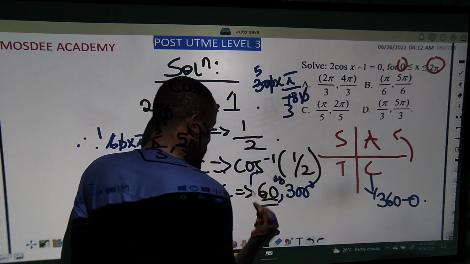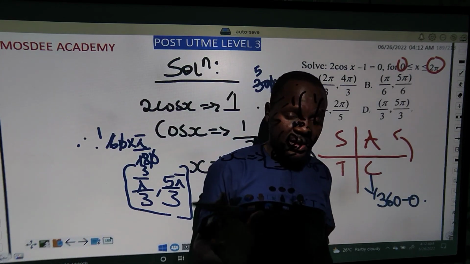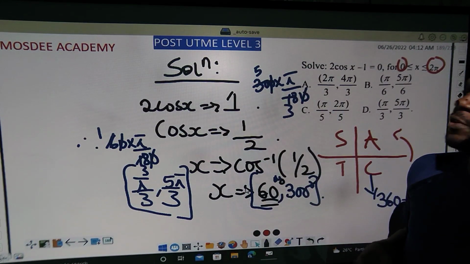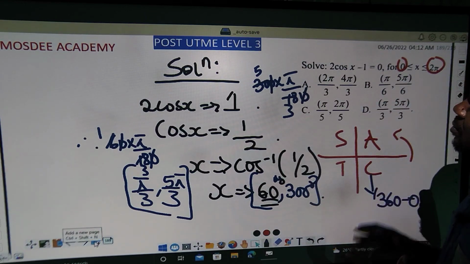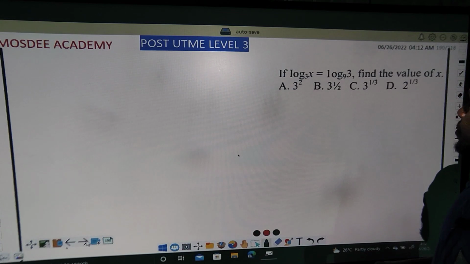So this is the answer in radians. These are the answers in degrees. I hope you understand. I hope you get this. How to convert from radians to degrees and stuff like that is very, very important for post-UTME for some standard schools. Next, please, admin. Thank you very much.